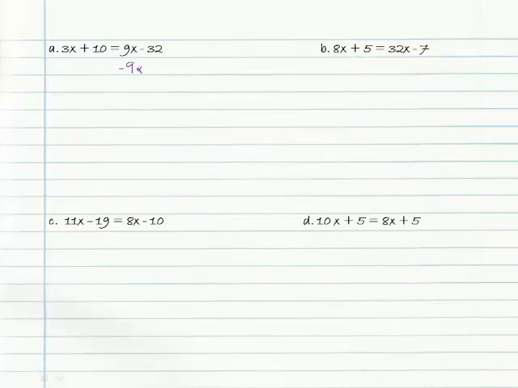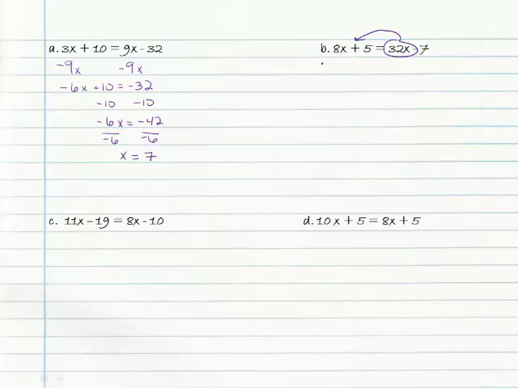I'm going to go ahead and subtract 9x from both sides, so I'll use method B on this one. And I have negative 6x plus 10 is equal to negative 32. Then I'll subtract 10 from both sides, and I have negative 6x is equal to negative 42. Because they're both negative, I'll divide both sides by negative 6, and that will give me that x is equal to 7.